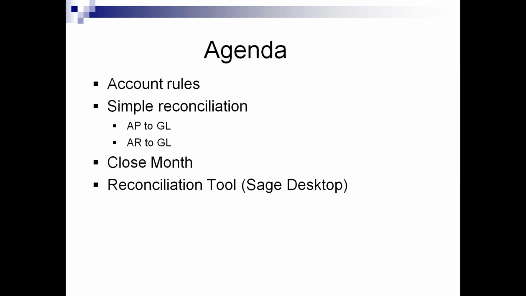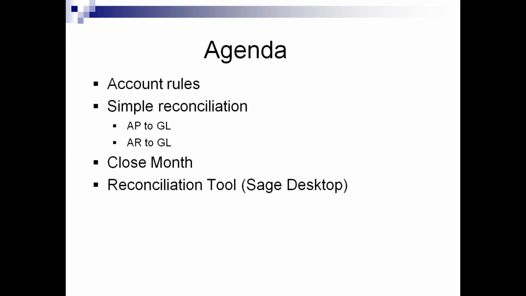Our agenda for today: we're going to talk first about some account rules that I think are pretty important to make your month end and reconciliation successful. If you're not following these rules right now, this is something you should put in place. Then we're going to look at a simple reconciliation for both AP to GL and AR to GL. I'm going to show you some reports, what to look for, what to balance to, and some simple things on how to troubleshoot if things don't line up or balance.